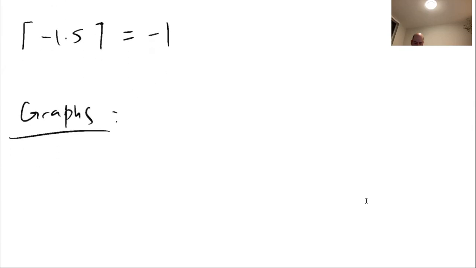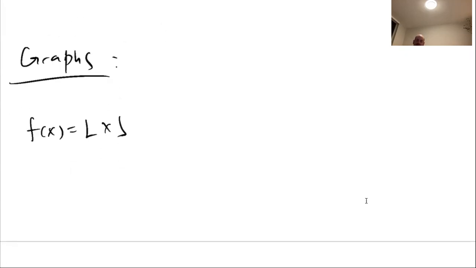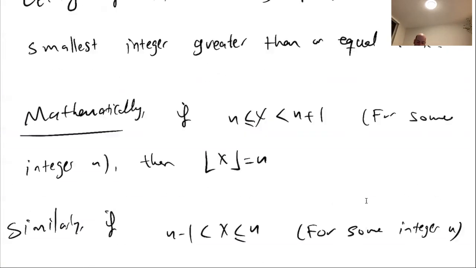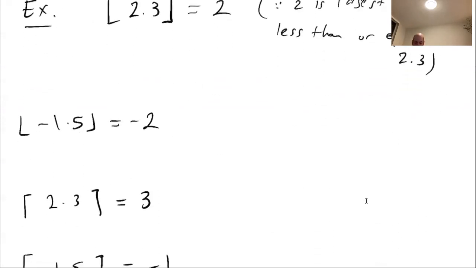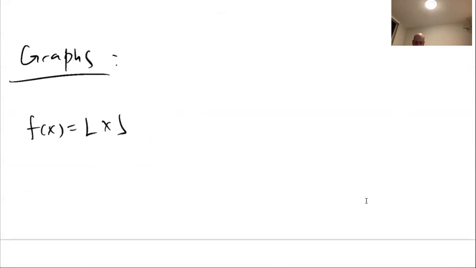For floor function, well, first we have to think about the domain. What is the domain of floor function? Well, domain means the inputs. Inputs come from which set? Again, let's look at the definition. Definition says let x belongs to R. So for any x belongs to R, we define the floor of x. That means x is allowed to be any real number. So domain is all real numbers.